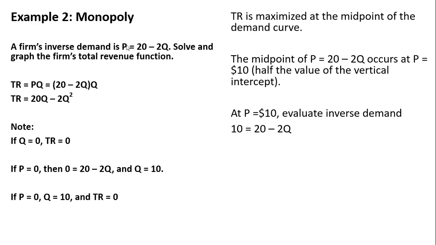just plugging in 10 for P, we'll solve for Q, and we'll learn that at the midpoint of the demand, price is 10 and quantity is 5. Again, the meaning of this point is that is where the firm will earn maximum total revenue at Q equals 5 and price equals 10. And we can be more explicit. 10 times 5 is total revenue. In this case would be $50. So $50 is a maximum total revenue for this firm.